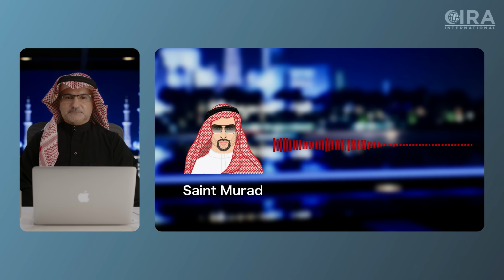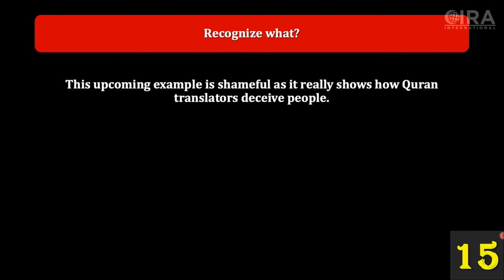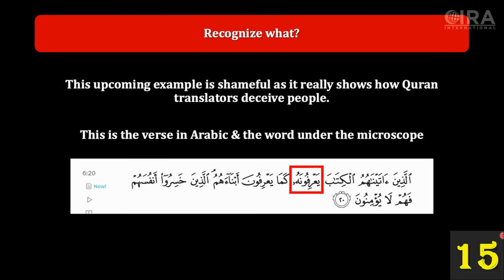Tonight we have the finale of the sin-based translations. Now, just going straight into my screen, this upcoming example is shameful, as it really shows how Quran translators deceive people. This is the Arabic verse, and this is the word under the microscope. It says in the Arabic, يَعْرِفُونَهُ. And before I go on, I will ask you, what does يَعْرِفُونَهُ mean in this sentence?